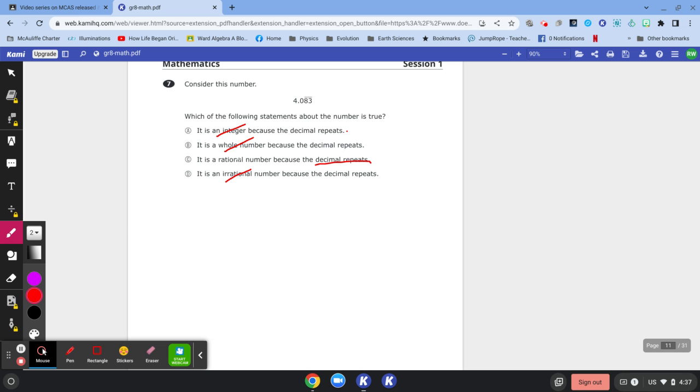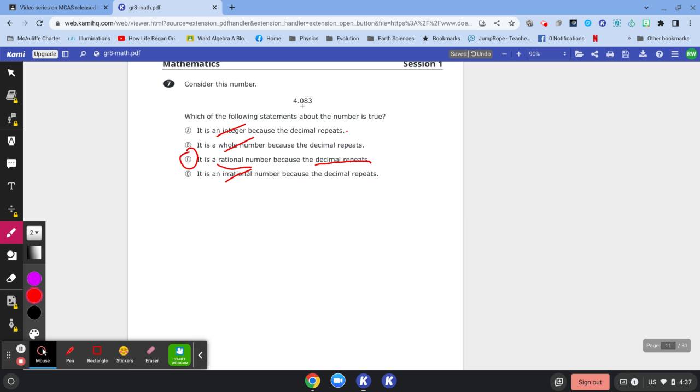Is it a rational number because the decimal repeats, or is it an irrational number because the decimal repeats? Well, in irrational numbers, the decimal will go forever, but it will not repeat. So it is not D, which means it has to be C. But ultimately what this means is it could be expressed as a fraction. So let's think about what that means.